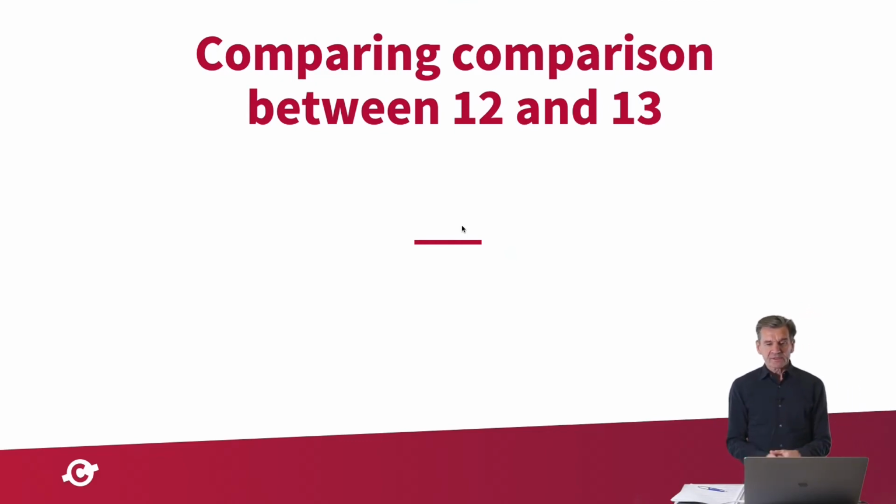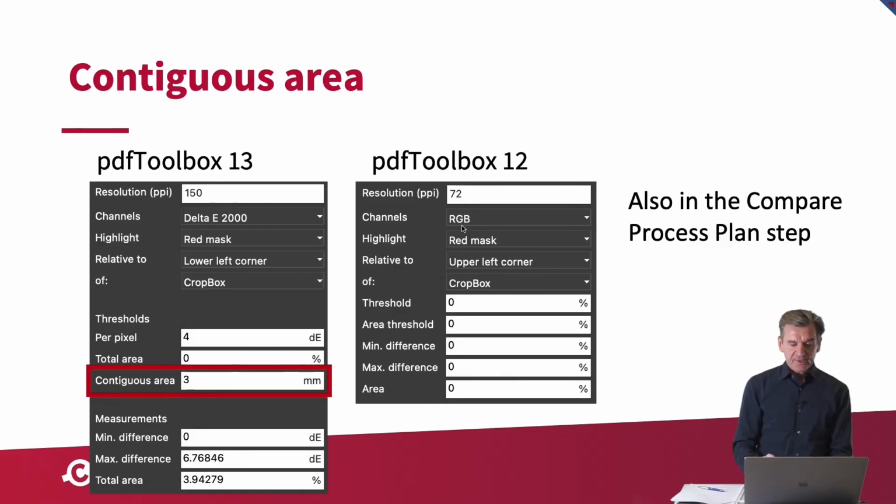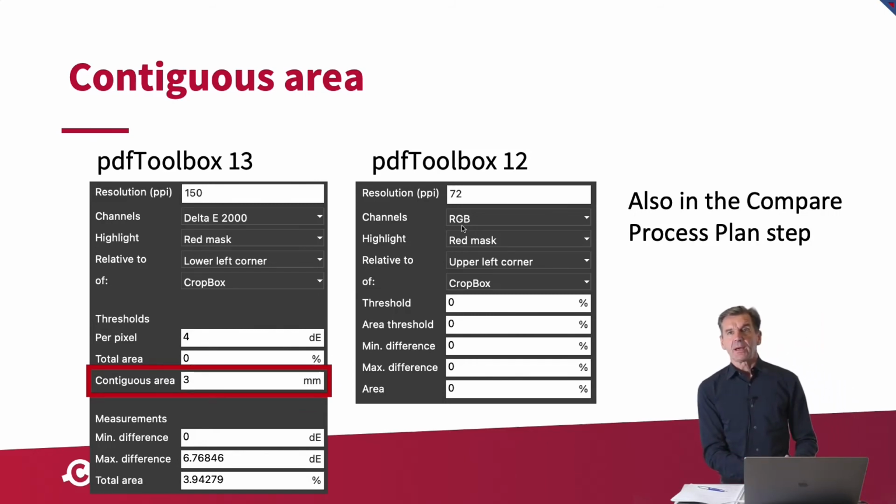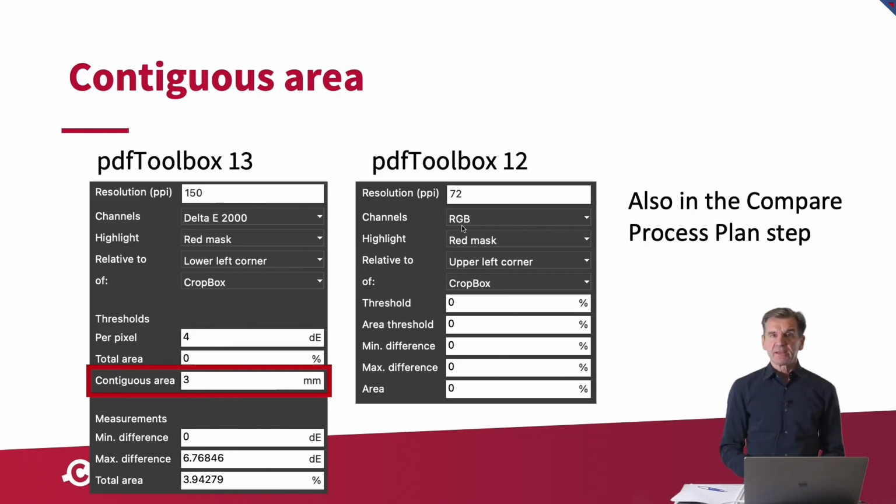Okay, in comparison to what I said before, we are quite similar with regards to where we stand right now. So a few words on comparison. First, there's really a new feature, a new threshold in pdfToolbox 13, which is called contiguous area. And I will show that to you in a minute.